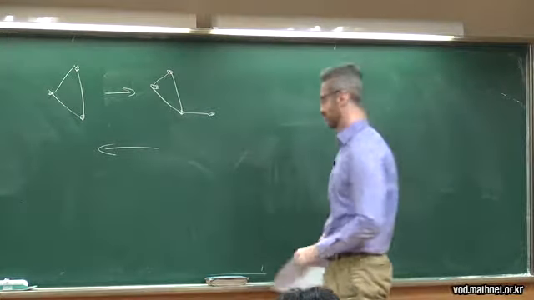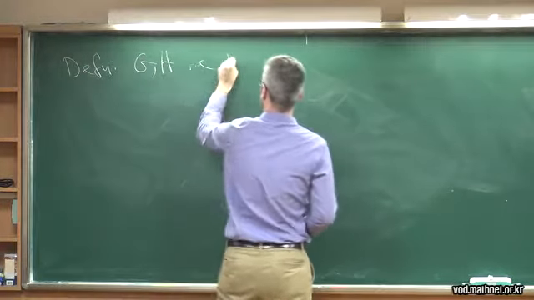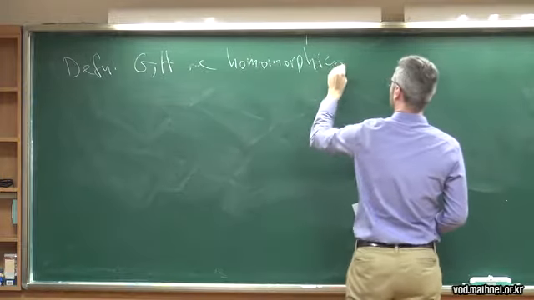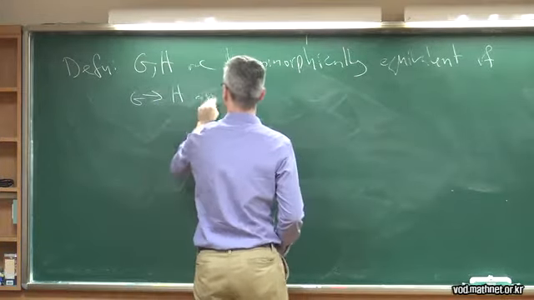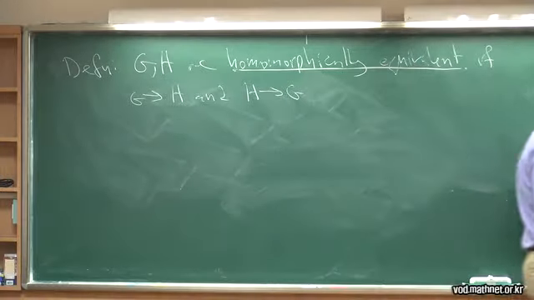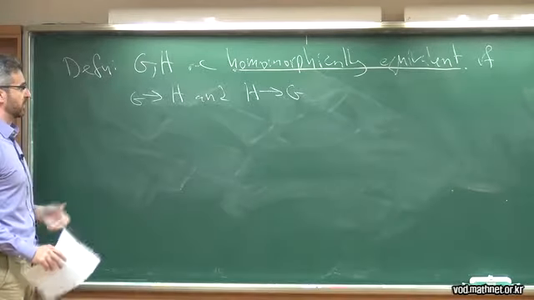But we can make some sort of simplification. And one way that we can do that is as follows. I can define an equivalence relation on graphs by defining G and H to be homomorphically equivalent if I have a homomorphism from G to H and from H back to G. So those two graphs that I just helpfully erased are homomorphically equivalent to each other. So this breaks my class of all graphs into these homomorphism equivalence classes.